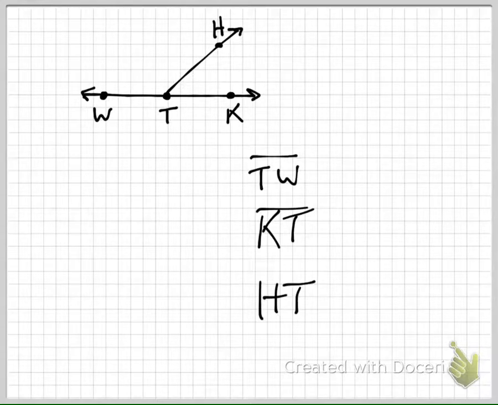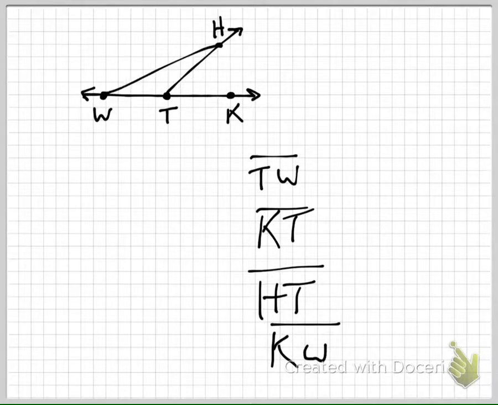Name another. HT. HT is another segment. What's another one? KW. KW is one. Now, I have a question. Is there a line segment HW? Yeah, there is. I just didn't draw it. If I was to say, show me line segment HW, what would you do? You would draw it. There's line segment HW. They didn't draw it, so they're clearly talking about the line segments they've drawn here, but there is a line segment HW. Does that make sense? Okay.